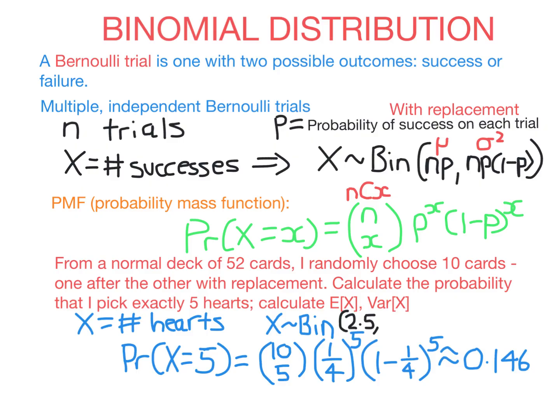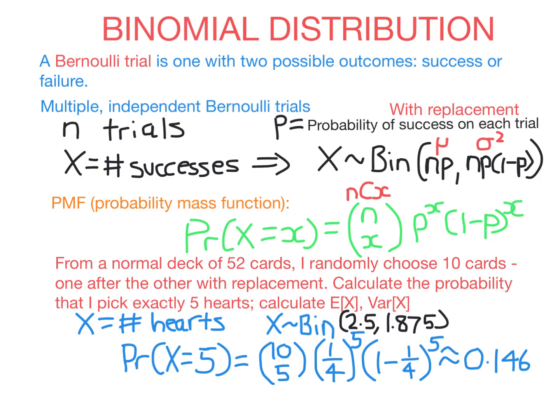The variance is n times p, which we just calculated as 2.5, and then you times that by 3/4, by 1 minus p. So the variance here would be 10 times 1/4 times 3/4. It would be 1.875.